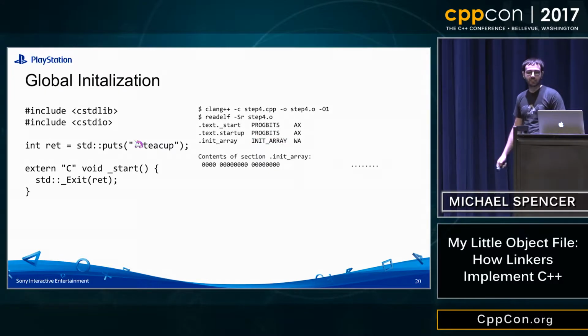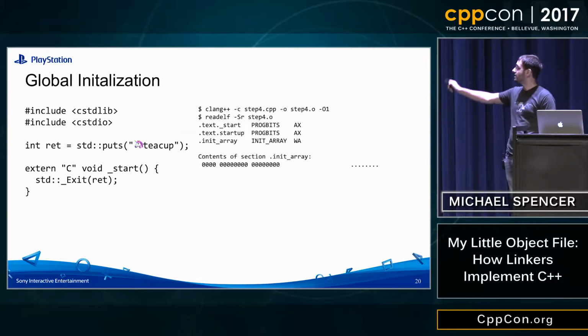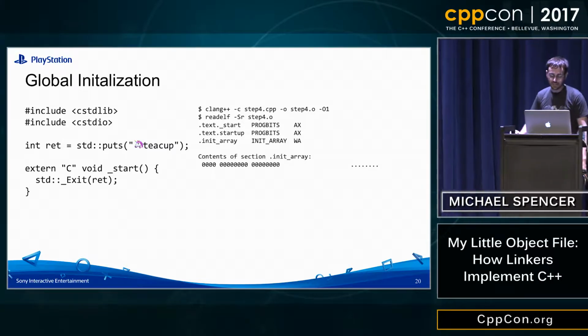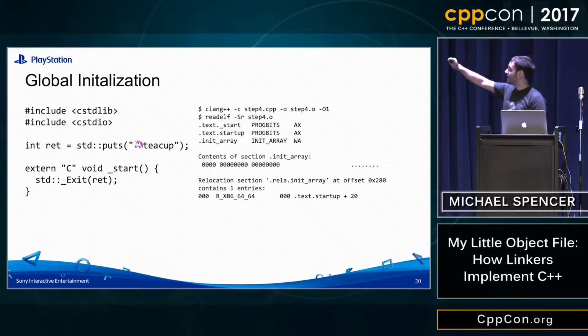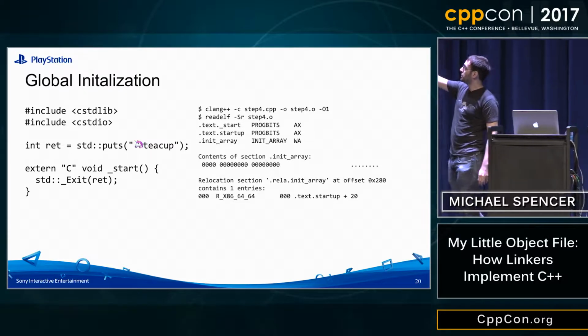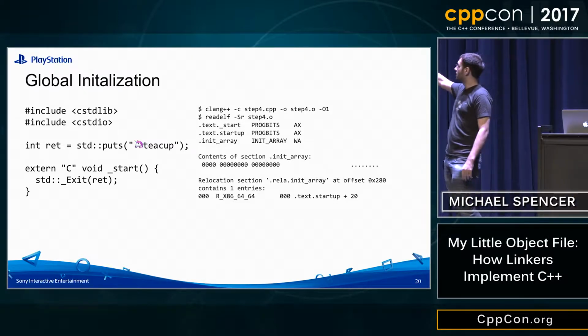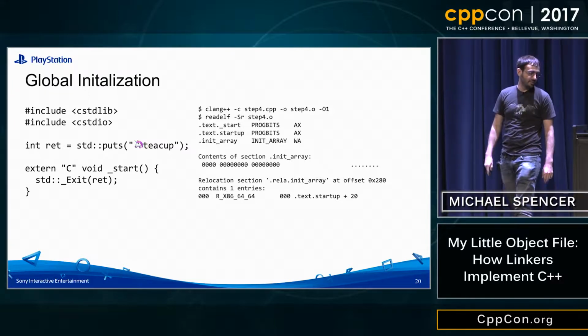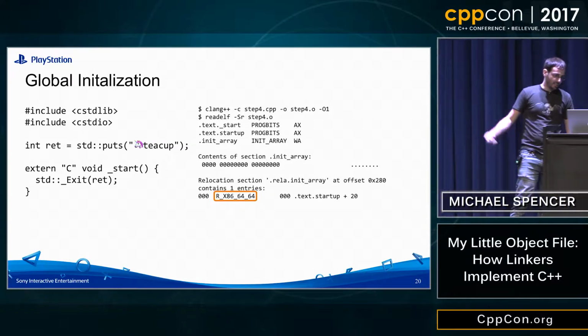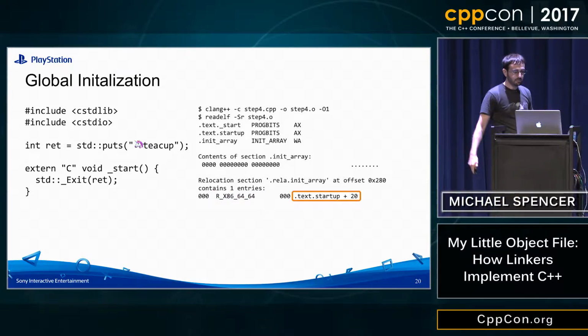And if we dump that section, we'll see that we've got 8 bytes of zeros. That's because that array location will be replaced by this relocation saying, stick the absolute address of .text.startup plus 20 into there. And we'll see what happens in a sec here. Yeah, that relocation and where it points to.